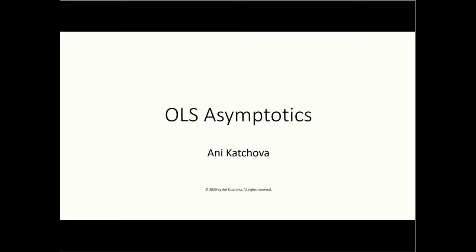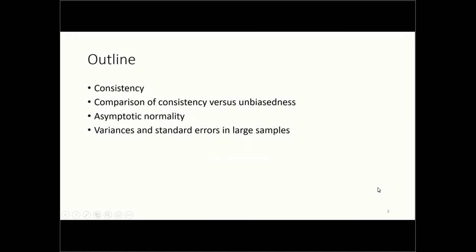In this presentation, I will talk about OLS asymptotics. This is what happens to the properties of the OLS estimators when the sample size is large. The outline of this presentation would be to first define consistency, then compare consistency with unbiasedness, talk about the asymptotic normality, and then finish with variances and standard errors in large samples.